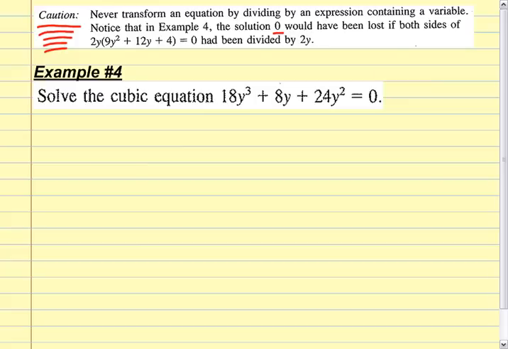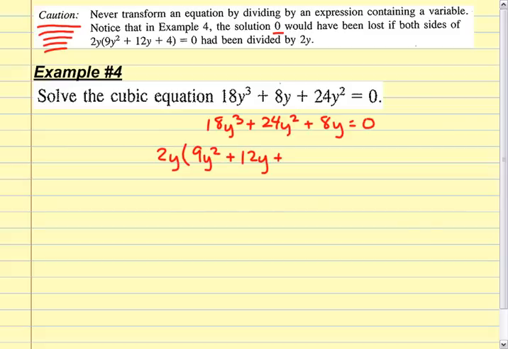Don't do it. Okay, solve the cubic equation. Well, the first thing I have to do is get them in the right order: 18y cubed plus 24y squared plus 8y is equal to 0. Then the next thing I'm going to do is take out everything that I can. I know that 2 goes into both of them. 4 does not, so that's it. So 2y goes into both of them. 2y times 9y squared plus 12y plus 4 is equal to 0.